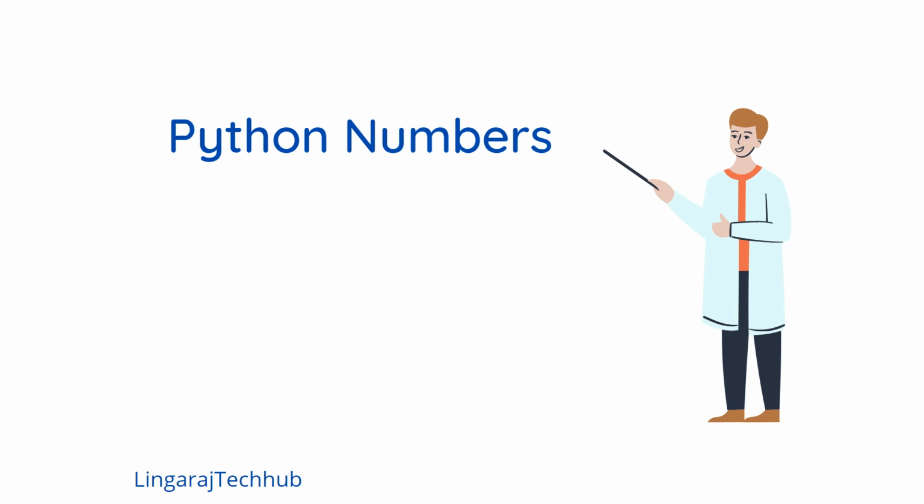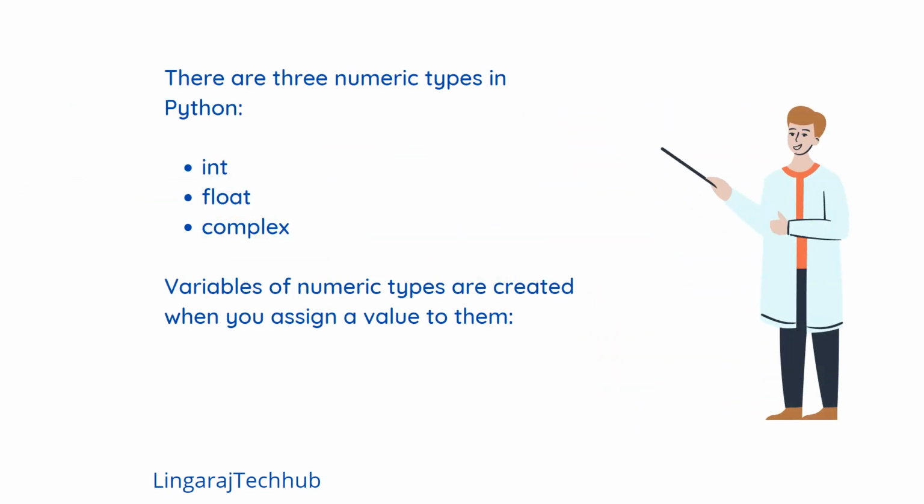So let's see what they include and the different types we generally get from these numbers. There are three numeric types in Python. As I already told you, the first is integer, second is float, third is complex. These three formats follow the rules of number types. The variables of numeric types are created when you assign a value to them. So int, float and complex are the three types of format generally applied in solving a mathematical problem.